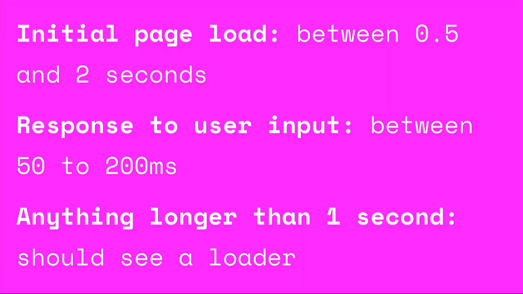So these are Mozilla's web performance guidelines. An initial page load should be between 0.5 and 2 seconds. A response to a user input, like a scrolling or a button click, should be between 50 and 200 milliseconds. And then anything that takes longer than 1 second to load, you should see a loader or a spinner.